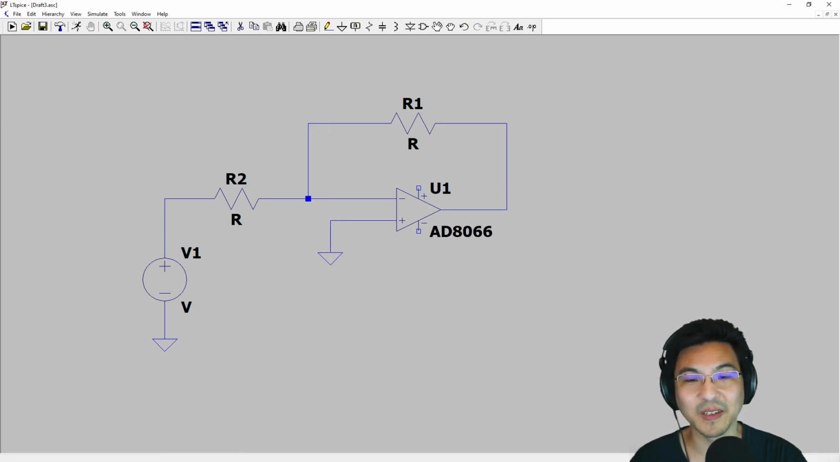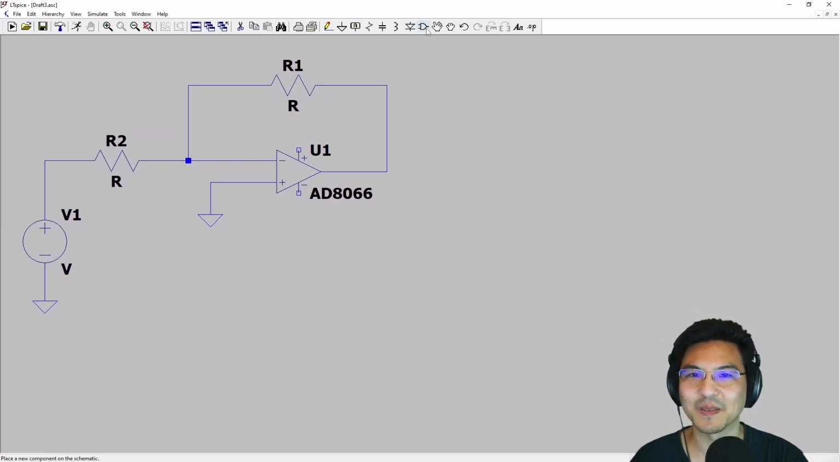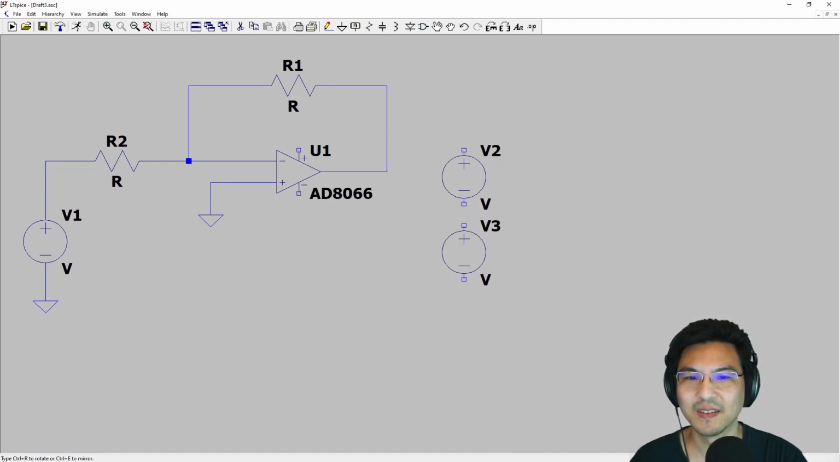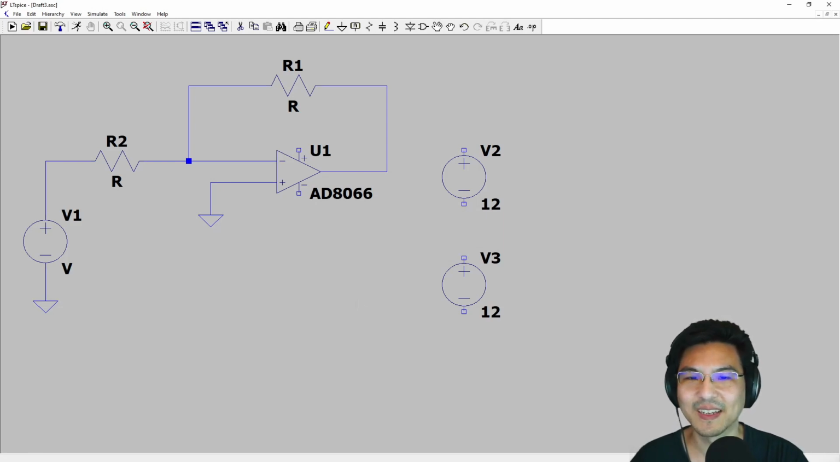Okay, almost done. We still need our supply voltages, right? It needs a positive voltage supply and a negative voltage supply. How do you build that? I'm just going to drop two more voltage sources there. Let's give them values so we have something to talk about. I'm right-clicking, and I'll just type 12. I've got two 12-volt supplies.